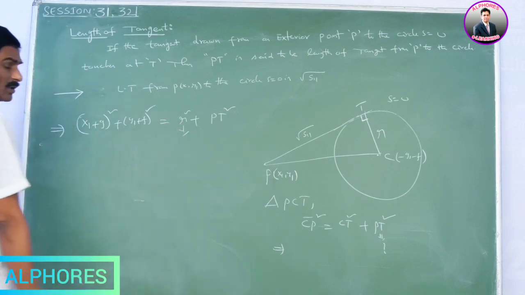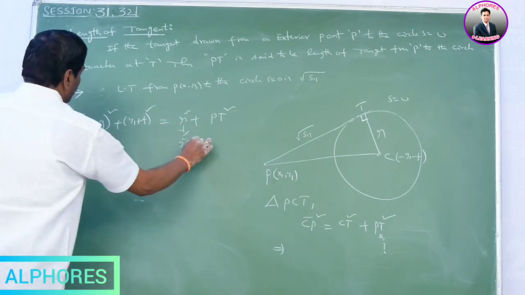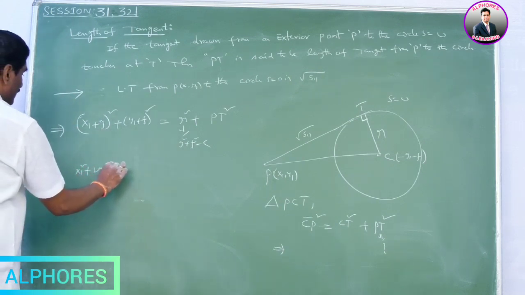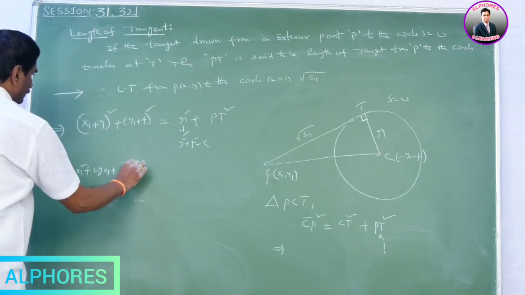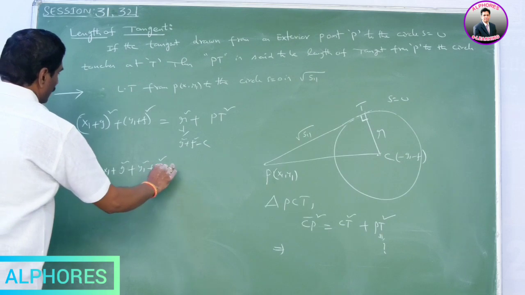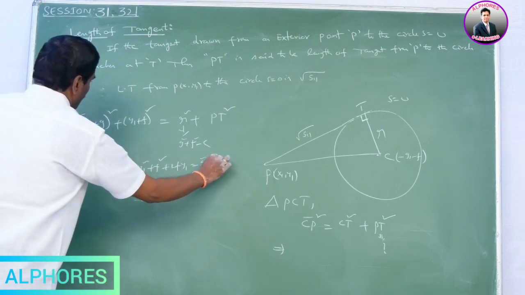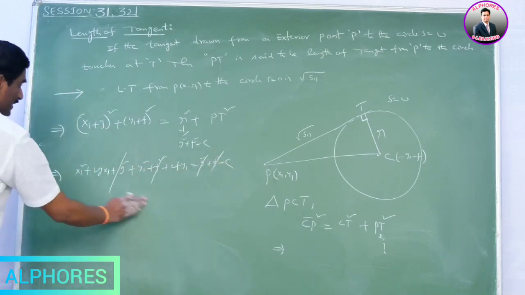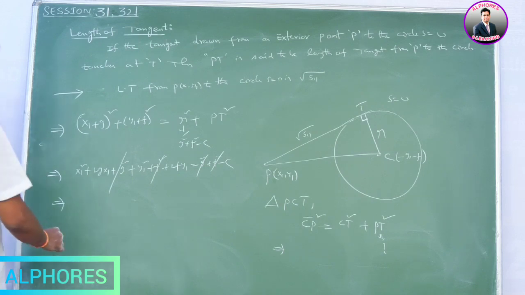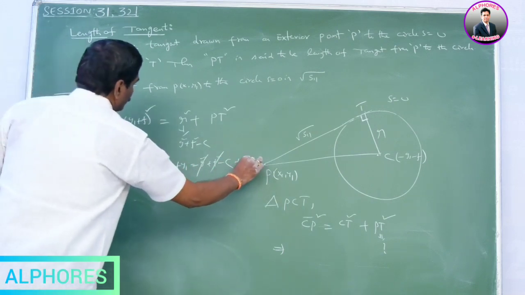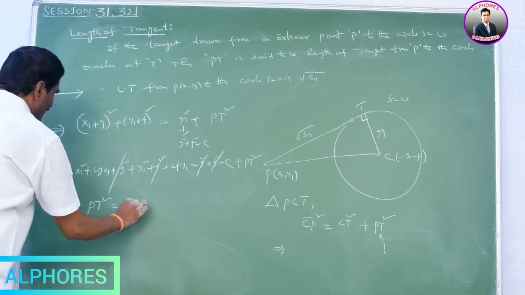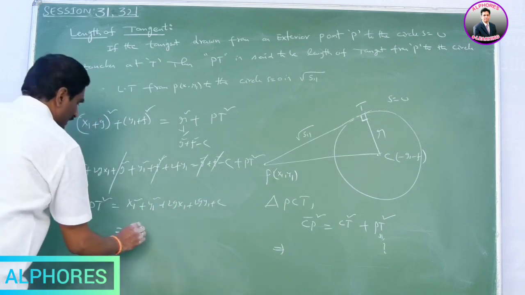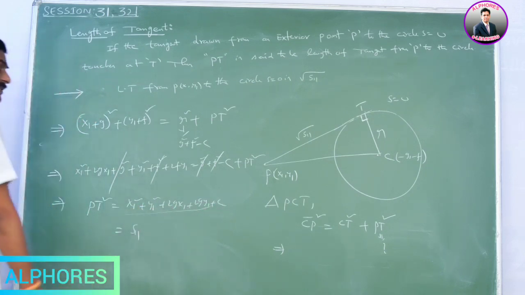Here r is equal to root over g square plus f square minus c. That means r square is g square plus f square minus c. So by expanding we get x1 square plus 2gx1 plus g square plus y1 square plus 2fy1 plus f square is equal to g square plus f square minus c plus PT square. Here g square and f square are cancelled. So PT square is equal to x1 square plus y1 square plus 2gx1 plus 2fy1 plus c. That is nothing but the notation S11. PT square is equal to S11.